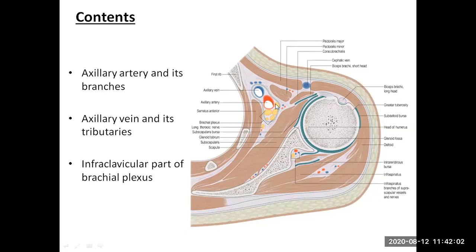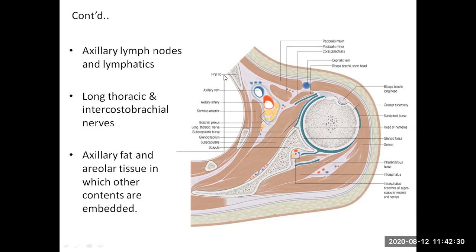These are the sections of the brachial plexus, the infraclavicular part of the brachial plexus. Infraclavicular means below the clavicle. The brachial plexus has a supraclavicular part and an infraclavicular part. The infraclavicular part is present in the axilla. So these are the contents of the axilla. The axillary lymph nodes are also present within the axilla.